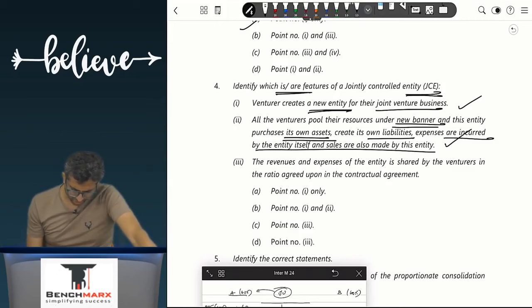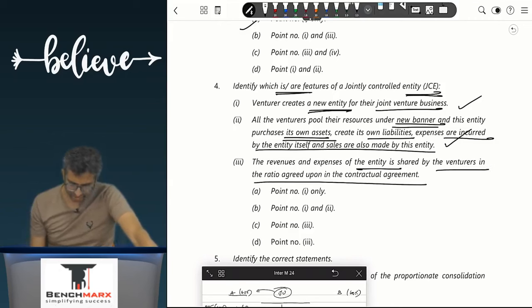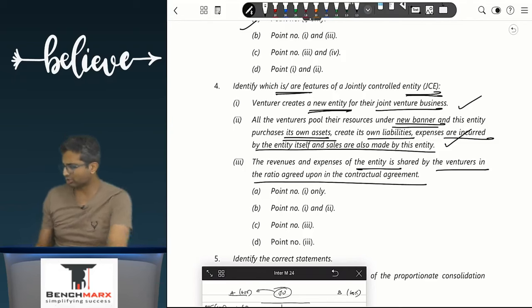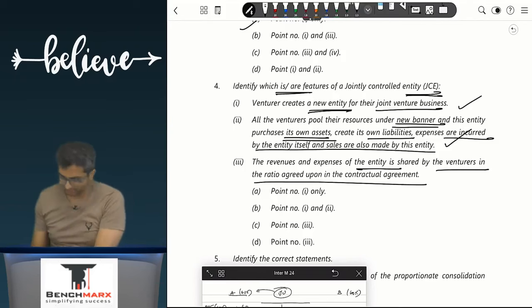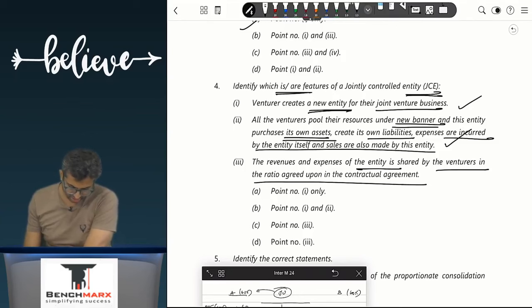The revenues and expenses of the entity are shared by the venturers in the ratio agreed upon in the contractual agreement. So over here, maybe. Is this also a feature?